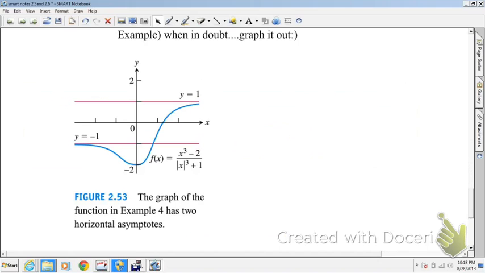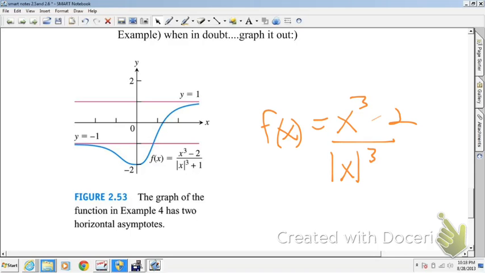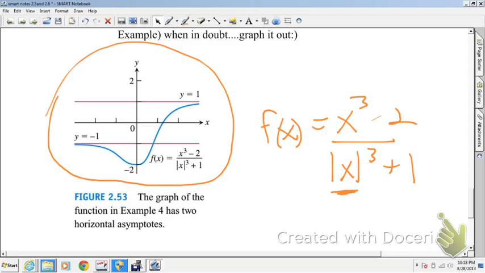This is an interesting one. That's why I wanted to show it here. And that's what I meant by when in doubt, graph it out. We have f of x equals x cubed minus 2 over the absolute value of x cubed plus 1. So the problem is this absolute value in the denominator. Notice if we do go and graph it, and I am going to put it in my calculator just to show you how to do that, you would see the two horizontal asymptotes.